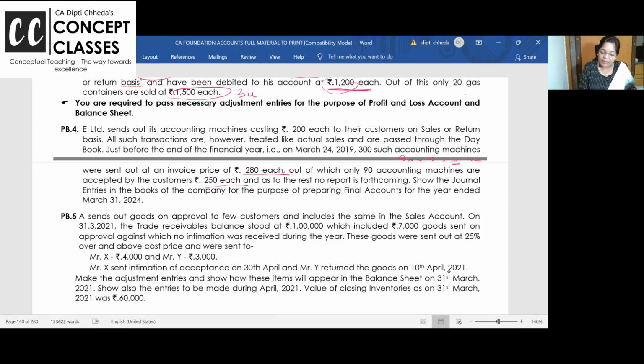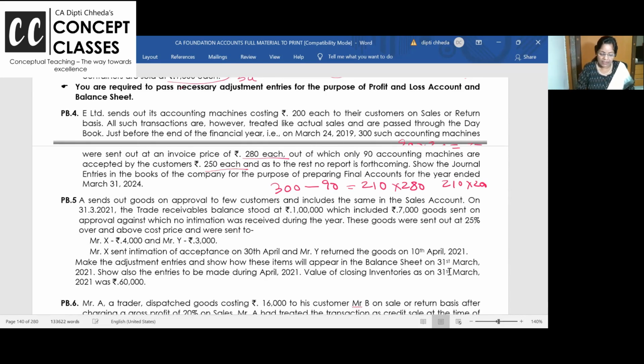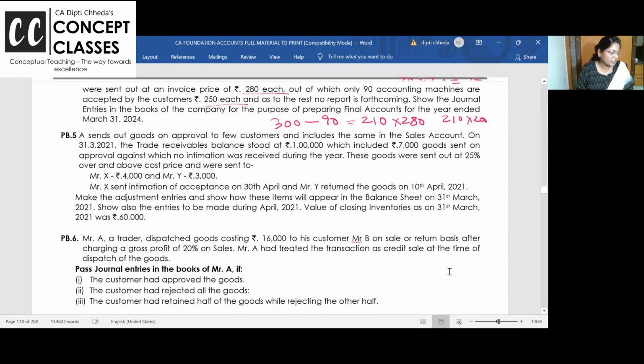So how many have we sent? 300. Out of that 90 you have accepted, but the difference of sales price is adjusted. And now the remaining 210 at 280 selling price, reverse the sales. And then the same 210 into 200 at cost, inventory lying with the customer on approval basis, debit to sales. Okay? So this is the way you have to solve the problems.